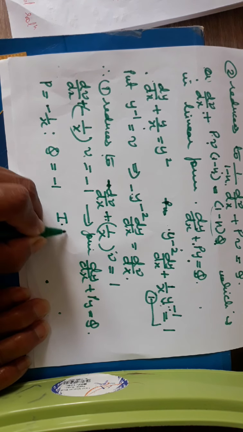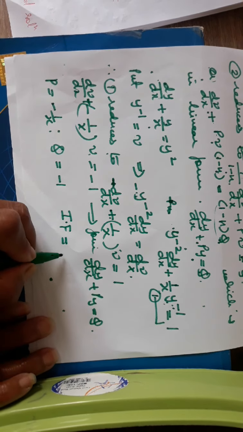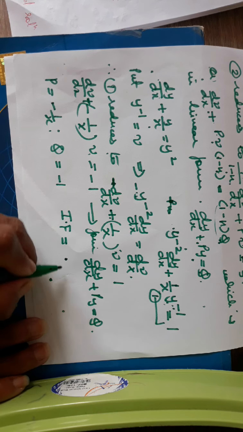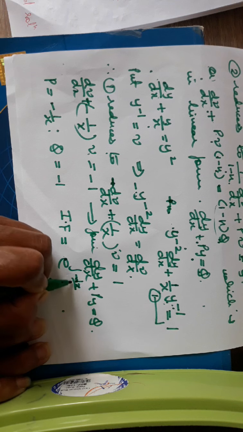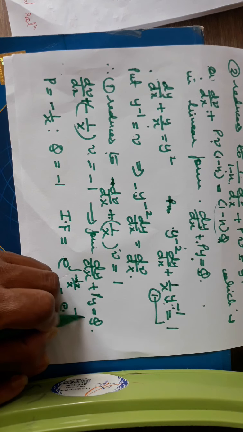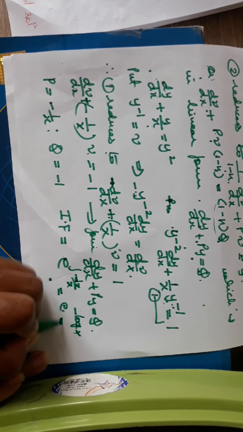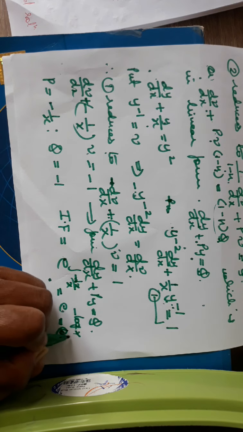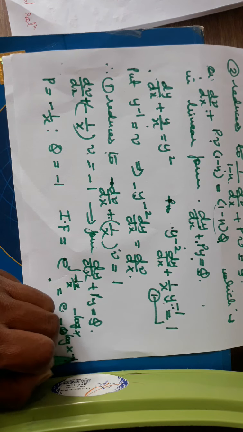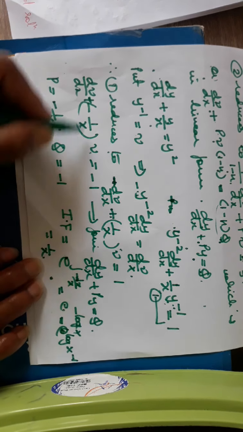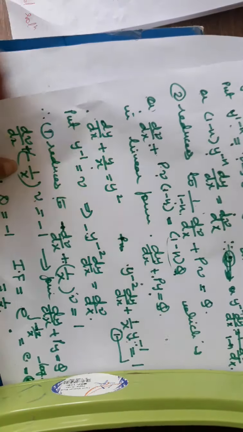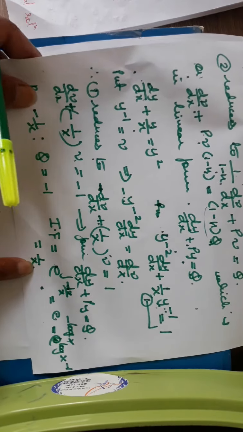Now the integrating factor here will be equal to e to the power integral minus dx/x, which is equal to e to the power minus log x, which is equal to e to the power log of x to the power minus 1, which is equal to 1/x. Now multiply both sides of the given equation by this integrating factor, that is 1/x.